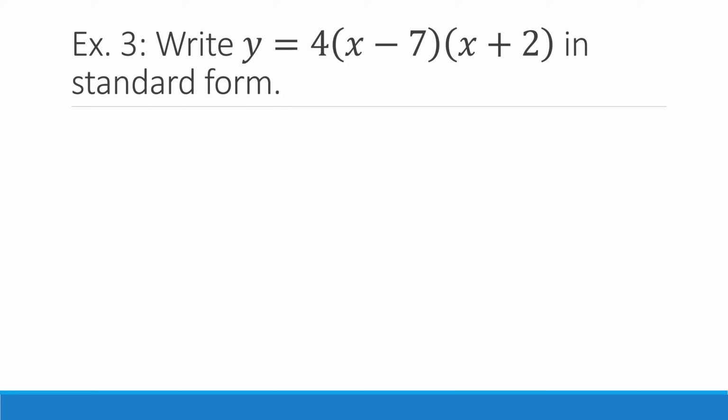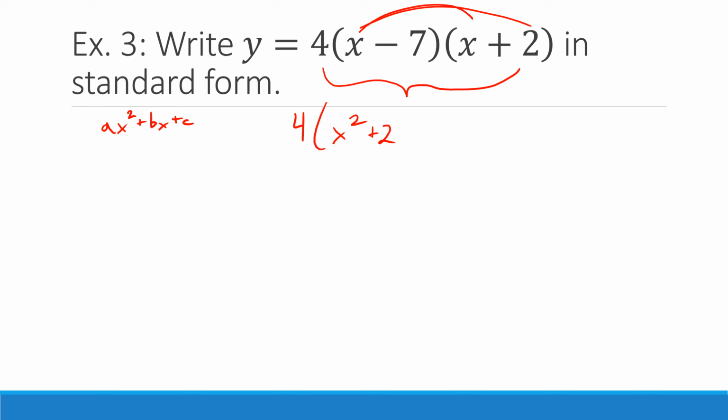All right, last thing we can do is we can write this intercept form equation in standard form. Remember when we did that with vertex form? Basically, we just multiplied things out, and that got us to standard form. So in order to get it into standard form, which remember is ax squared plus bx plus c, let's just do the FOIL. 4 stays outside, and I'm foiling. X times x is x squared, x times 2, -7 times x, and -14 on the end.